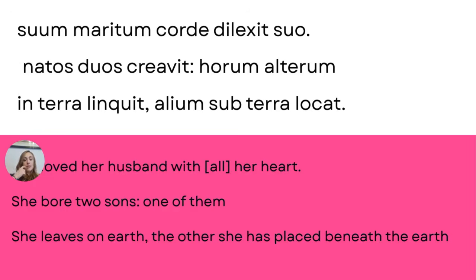Natos duos creavit. So duos we know is two. We know that from just doing Latin numbers, but think about Spanish, dos. Really, really familiar. Natos, children, and creavit, she created. So really similar to the English. Horum alterum in terra linquit. So one of them, she leaves, she linquit, in terra, on earth. Word you know from the language paper. Alterum, the other, sub terra locat. She has placed beneath the earth.